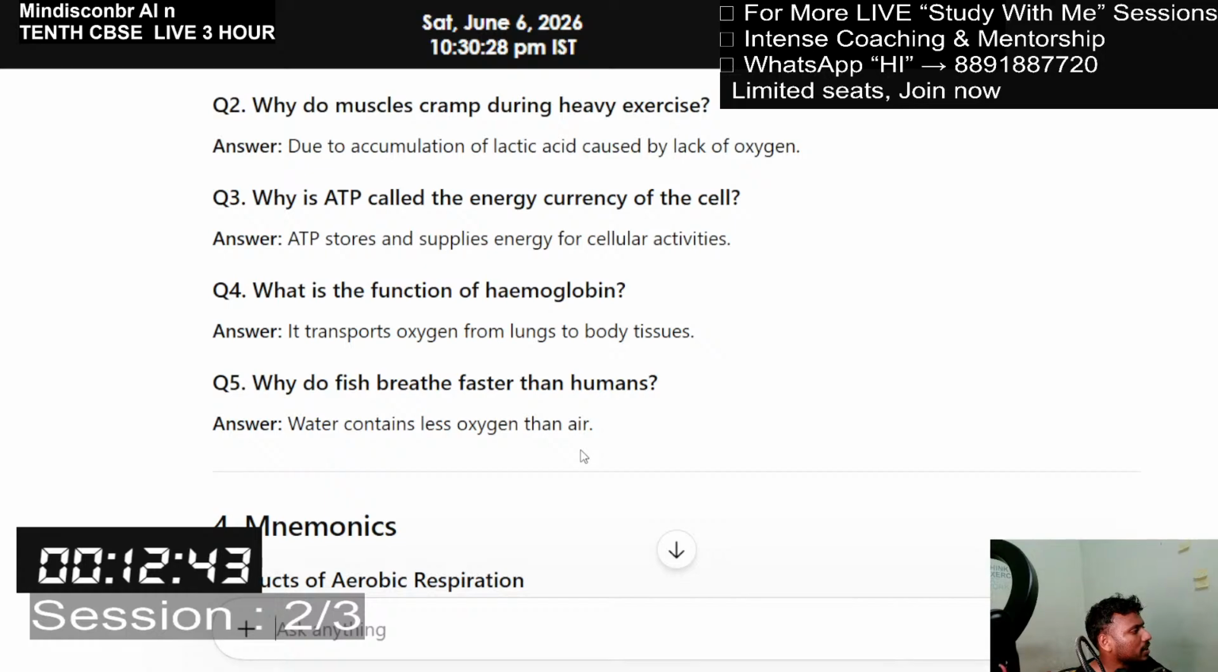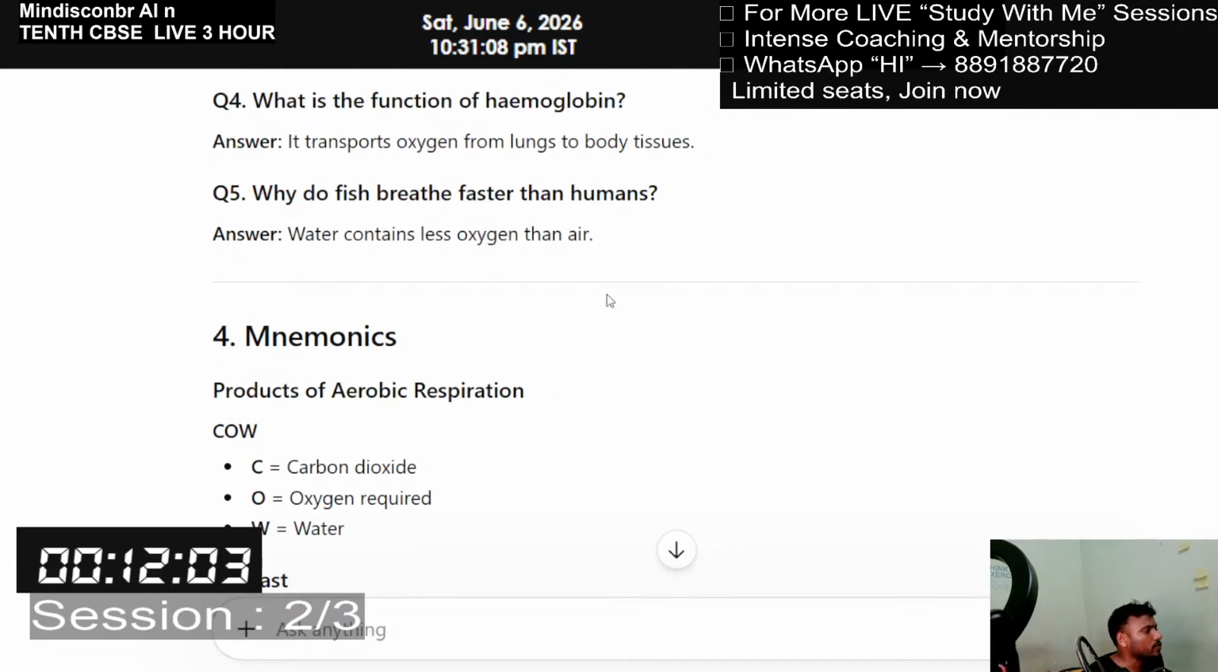Why do fishes breathe faster than humans? Because the respiratory organ in fish is gills. What are gills compared to lungs? Fish breathe faster than humans because, when comparing water to atmosphere, the oxygen present in the atmosphere is higher than the dissolved oxygen present in water. So fishes get only a little amount of oxygen. So for getting that oxygen they have to breathe fast, or the breathing rate should be very fast. So fish breathe faster than humans.